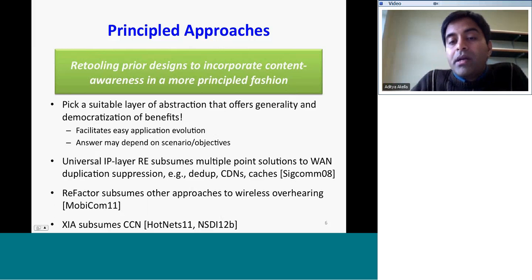For example, our packet caches paper talks about how you do it on routers and what could be done if you had support on routers. Refactor, a paper at Mobicom, talks about using content overhearing, again implemented at the IP layer. XIA, which is more of a greenfield architecture, talks about elevating content as a first-class network entity, but having that operate alongside other entities such as services and hosts themselves.